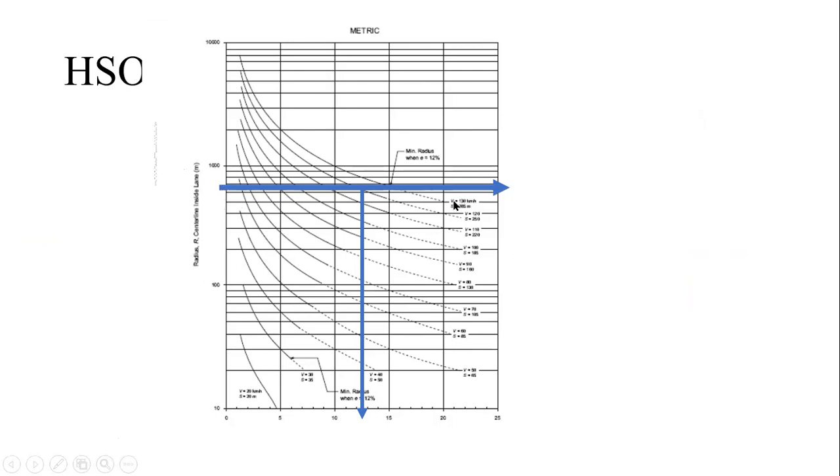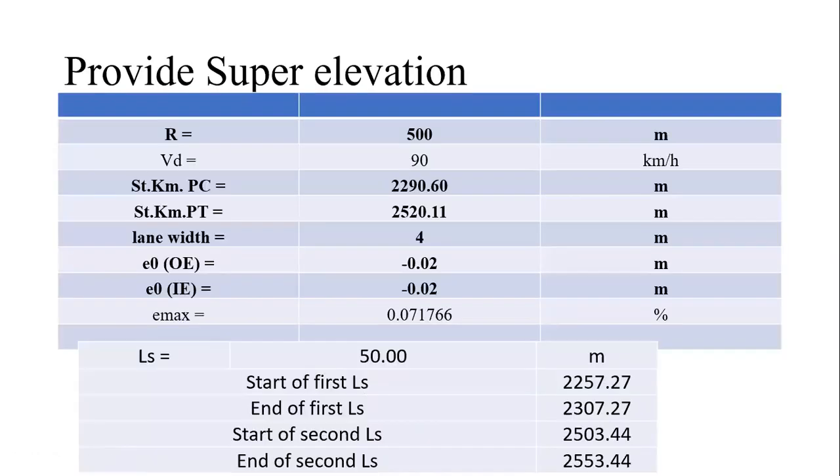You know your radius, you know speed, and you find this HS. So this is the distance, how much your alignment should be away from the center line of any building obstruction, so that you have an adequate sight distance. So this is HSO. Another thing you need to do is to provide super elevation.